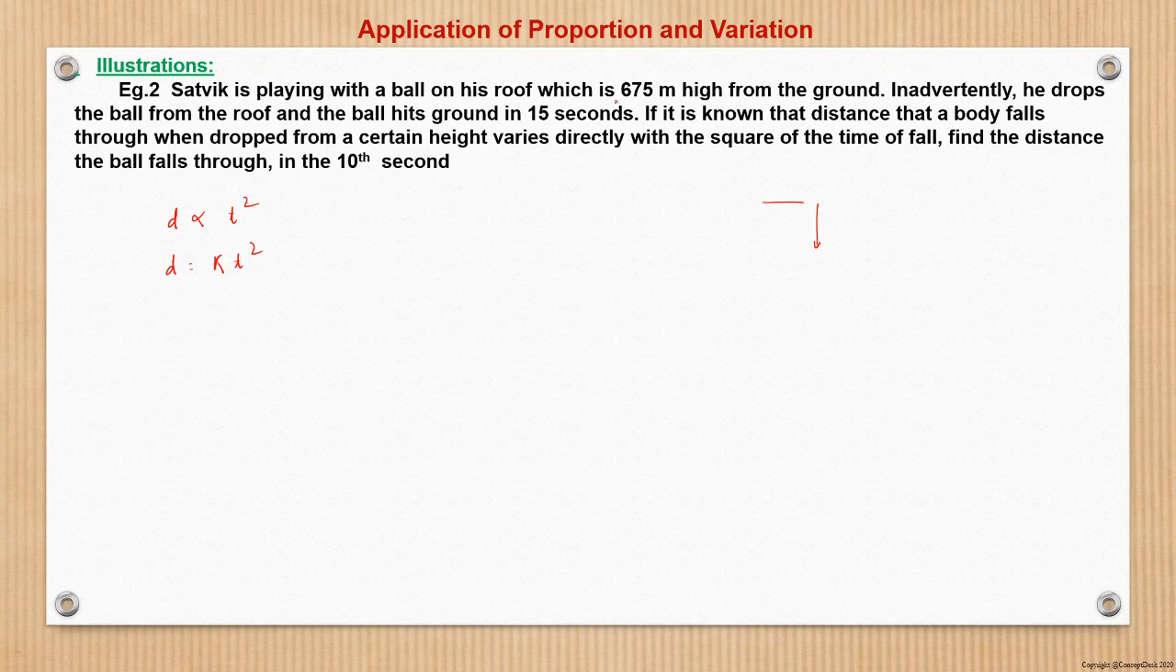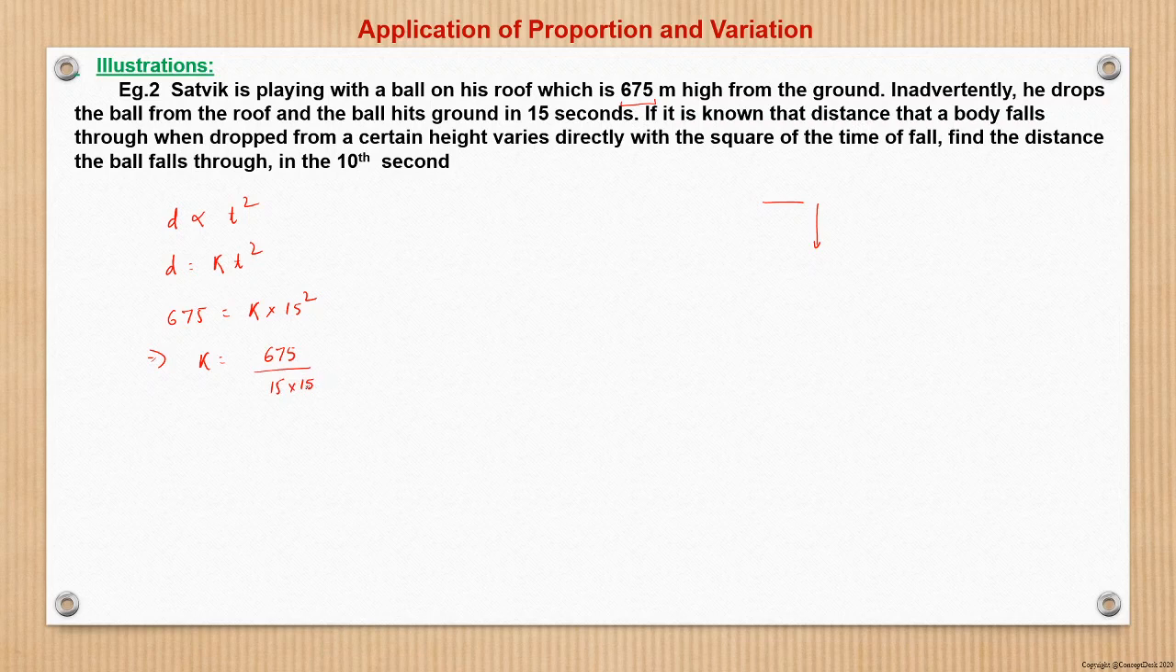Now we have been given that the roof is 675 meters high, and the ball when dropped from the roof reaches the ground in 15 seconds. So it means 675 meters is covered in 15 seconds, so 15 square. We should be careful of the units which we are taking. Here we have taken time in seconds and distance in meters, so we have to be consistent wherever we use them henceforth. So now if we solve this, it is 15 into 15.